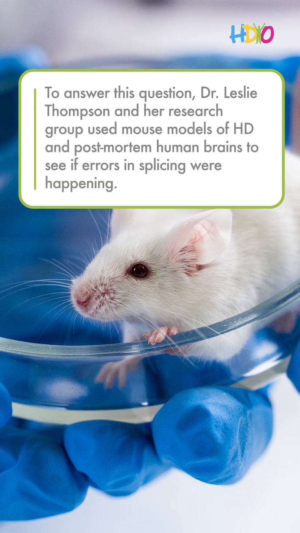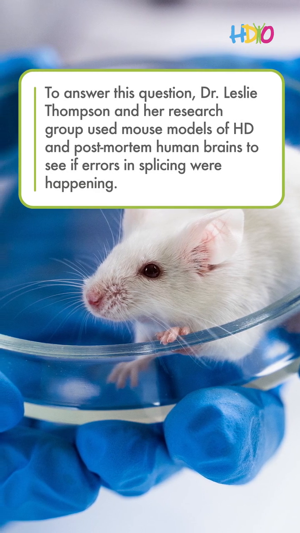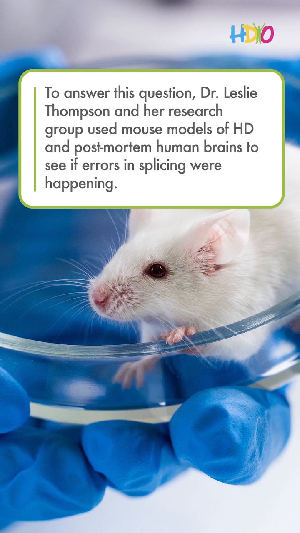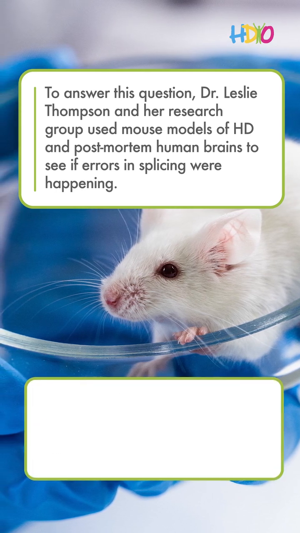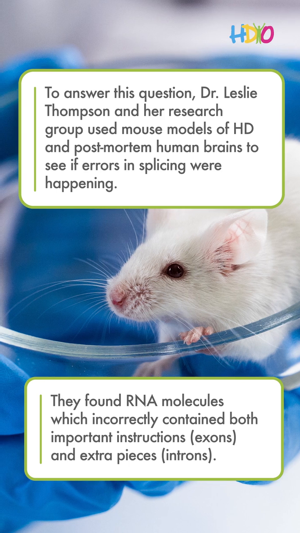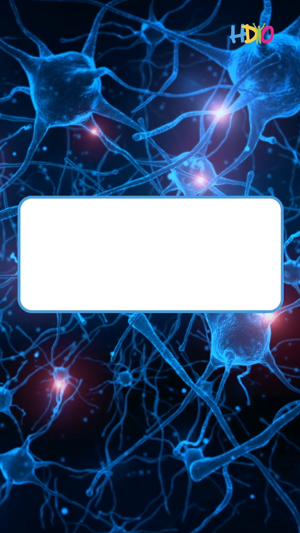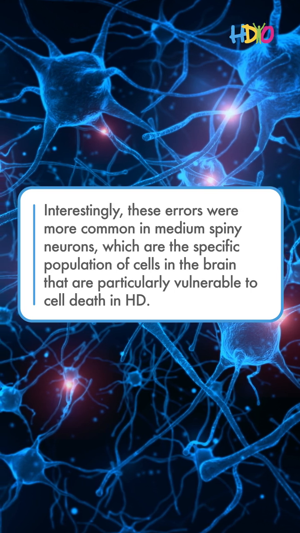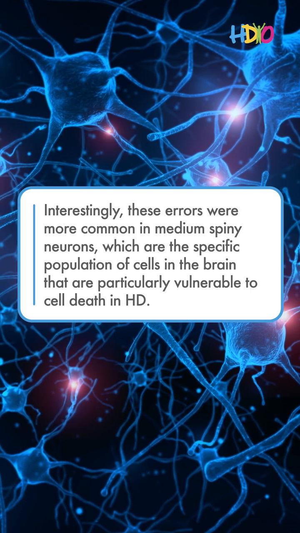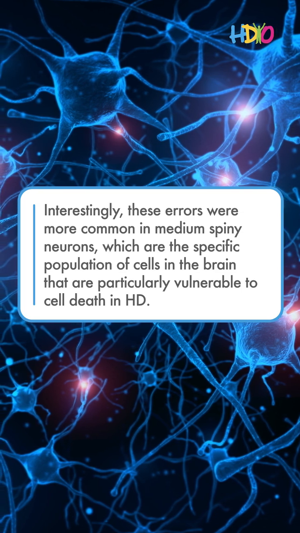To answer this question, Dr. Leslie Thompson and her research group used mouse models of HD and post-mortem human brains to see if errors in splicing were happening. They found RNA molecules which incorrectly contained both important instructions and extra pieces. Interestingly, these errors were more common in medium spiny neurons, which are the specific population of cells in the brain that are particularly vulnerable to cell death in HD.